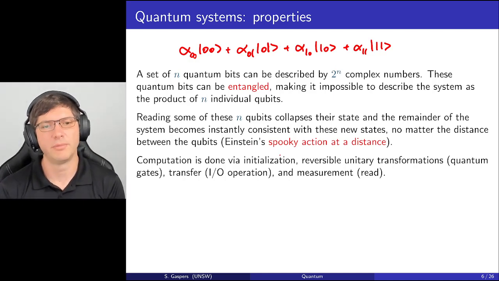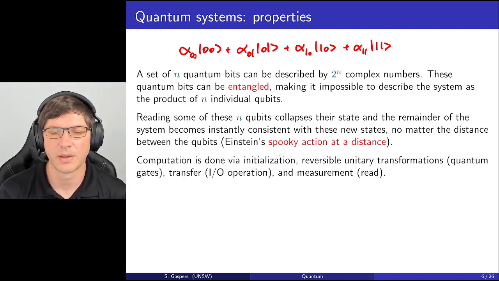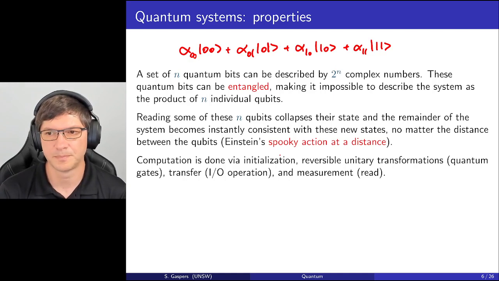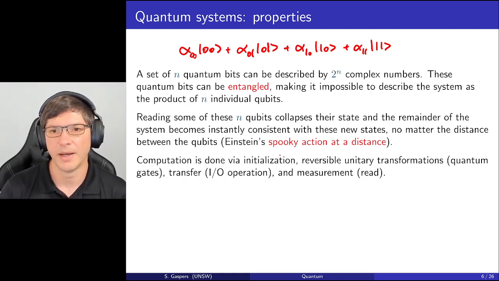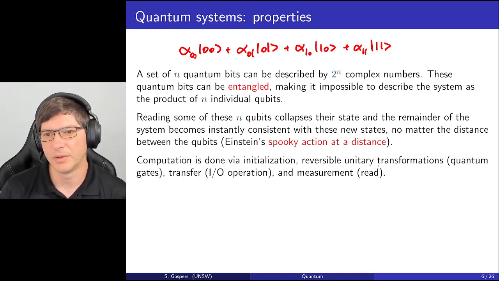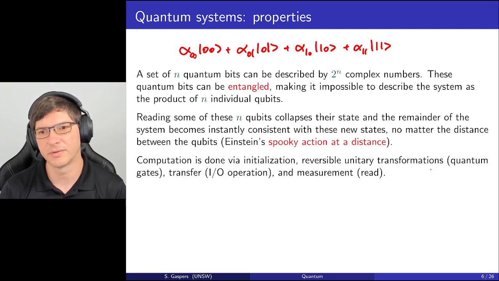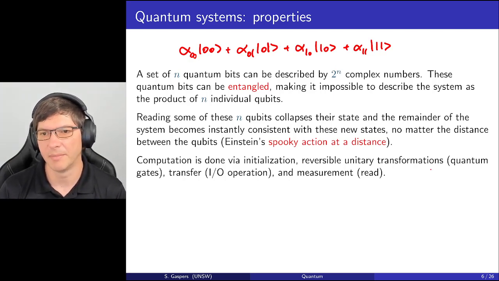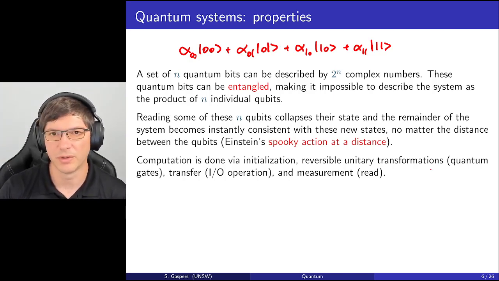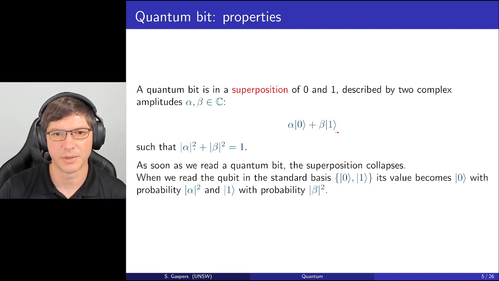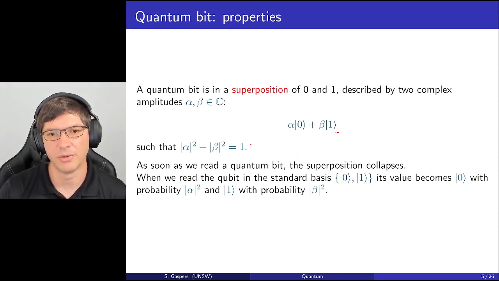Now, how can we compute with our qubits? Well, we can initialize them. And then there's reversible unitary transformations, which basically means you multiply your state by some matrix that preserves this property. And more generally, this property for a system of n qubits.